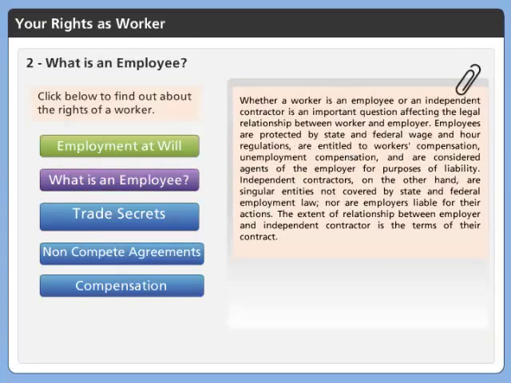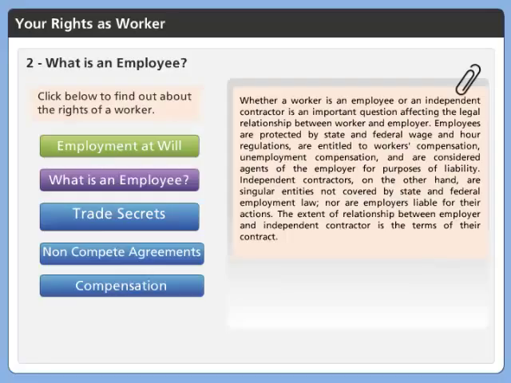What is an employee? Whether a worker is an employee or an independent contractor is an important question affecting the legal relationship between worker and employer. Employees are protected by state and federal wage and hour regulations, are entitled to workers' compensation, unemployment compensation, and are considered agents of the employer for purposes of liability.